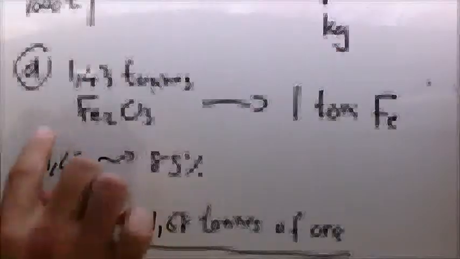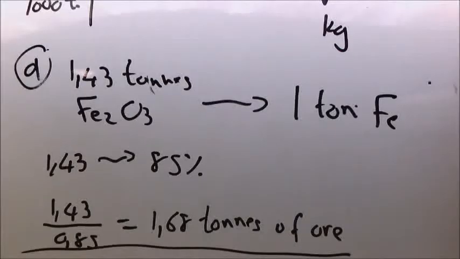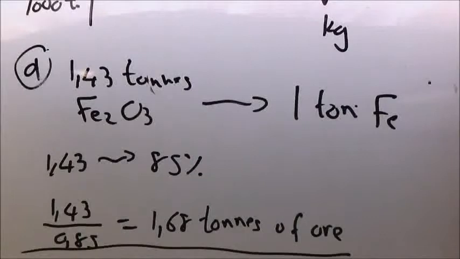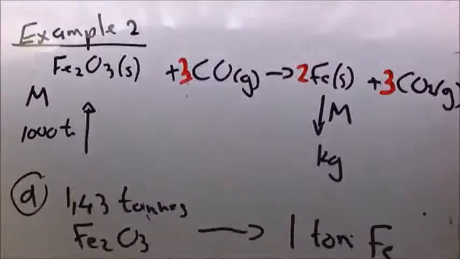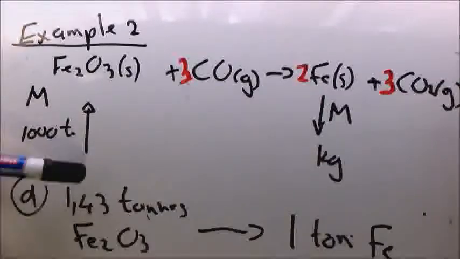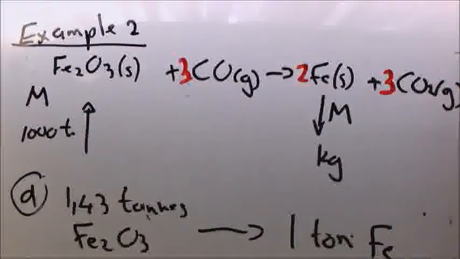And 1.43 tons of iron oxide produces 1 ton of iron. So please understand how to look at this. We work with the conservation of mass, and we work with this whole concept of changing everything into moles and then working with the molar ratio and then changing back into whatever is needed, mass or volume. Hope this helps.